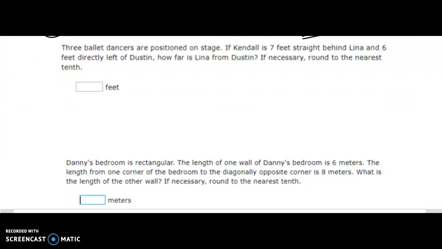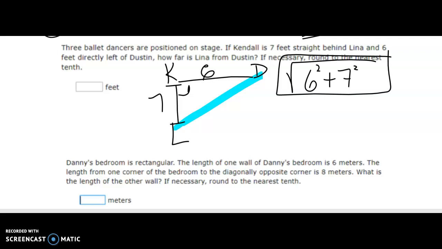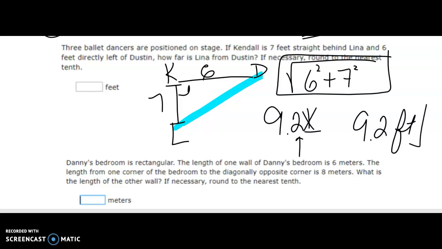Three ballet dancers are positioned on stage. If Kendall is 7 feet straight behind Lena, and 6 feet directly left of Dustin, how far is Lena from Dustin? So this time we are just looking for the hypotenuse and not the total distance. So if we're looking for the hypotenuse, we are going to add them and square root them. If you have a calculator and you can put that in there, it is going to give you the answer. It says round to the nearest tenth. So the square root of 6 squared plus 7 squared equals that, and we're going to toggle to the nearest tenth. 9.21. Is the 1 going to change the 2? No. So it's 9.2 feet.